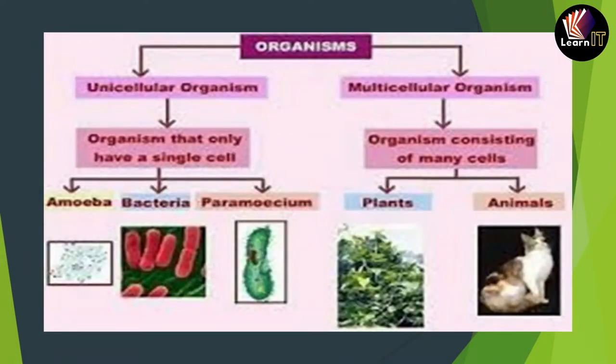So this is a quick glance at organisms divided into two. On my left side it is unicellular organisms and on my right side it is multicellular organisms. Unicellular organisms are those that have only a single cell, and multicellular organisms have many cells. Amoeba, bacteria and paramecium have a unicellular body, meaning a single-celled body. In organisms like us, our body is composed of different kinds of cells. Plants are composed of many types of cells and animals are composed of many types of cells.